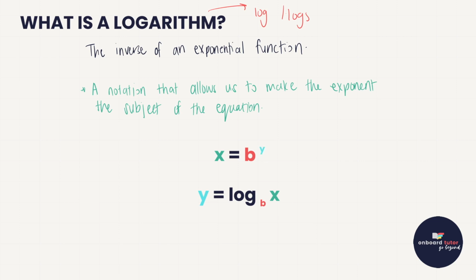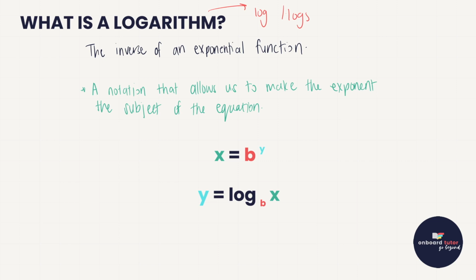Then we can use logs to help us make y the subject of the formula, so our exponent becomes the subject. We then write down log, and the base of the exponent becomes the base of the log. The x, which was on its own, is then part of the log. So y is equal to log x with a base of b.